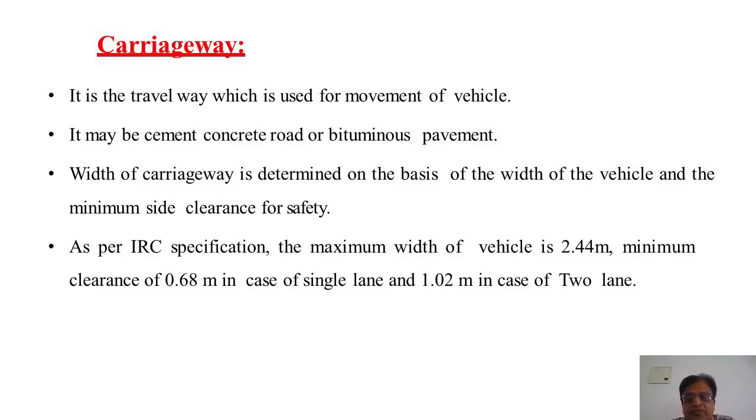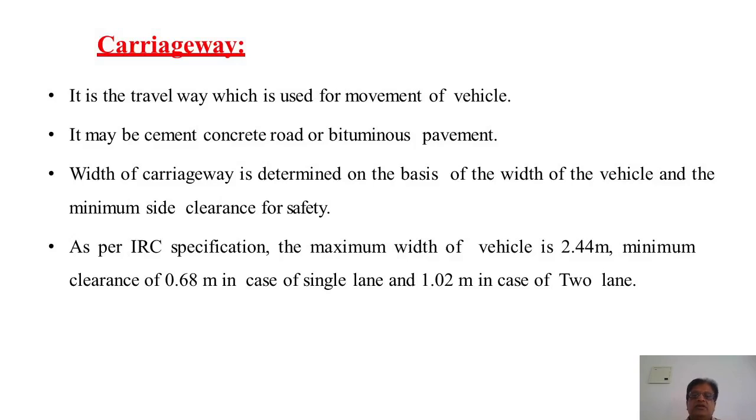Let's see what is a carriageway? It is the travel way or the distance which is used for the movement of vehicles. So that is the carriageway. The clear land width or the pavement width which is available for the movement of vehicles. It may be a cement concrete road or a bituminous pavement, or it may even be an earthen road or a jelly road.